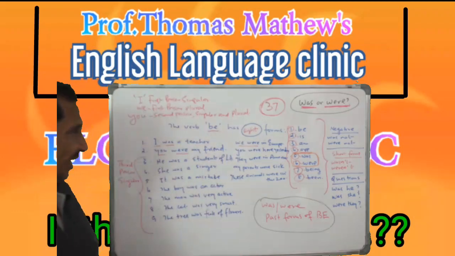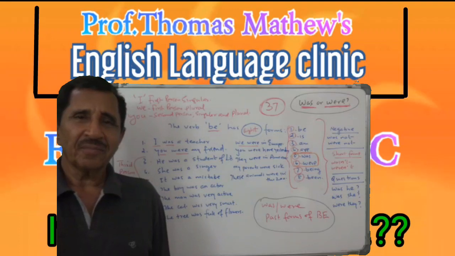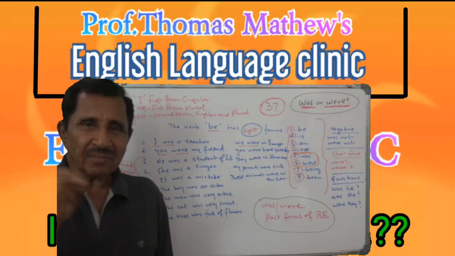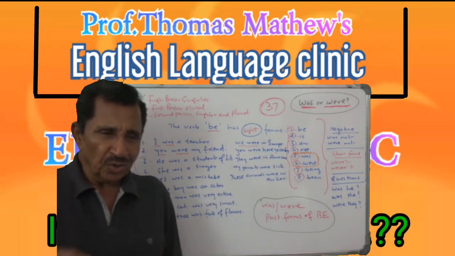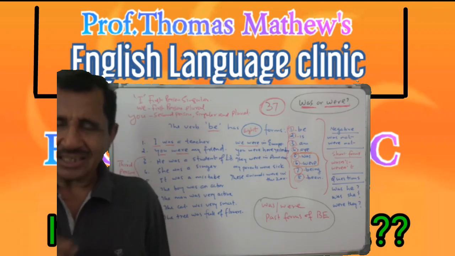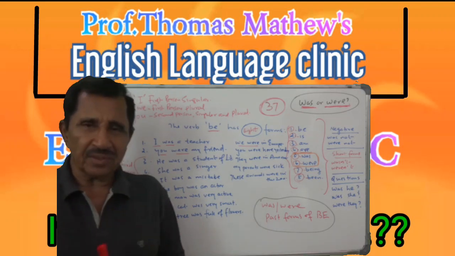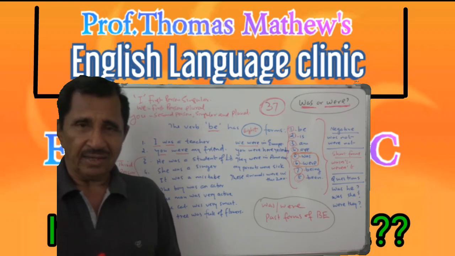Okay. Now you can see the second sentence. You were my friends. Second person, singular or plural, the same. You were my friends. You were here. You were here yesterday. You were here yesterday. See? So for both second person singular and plural, you must use were.